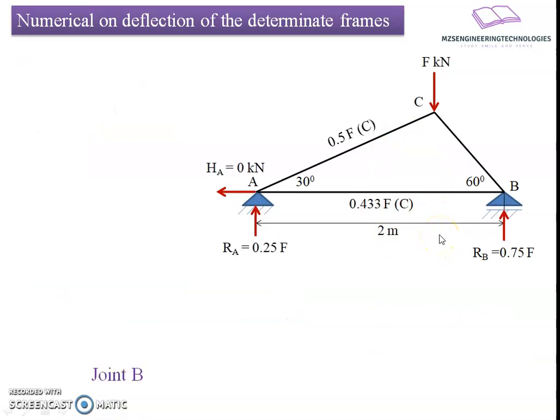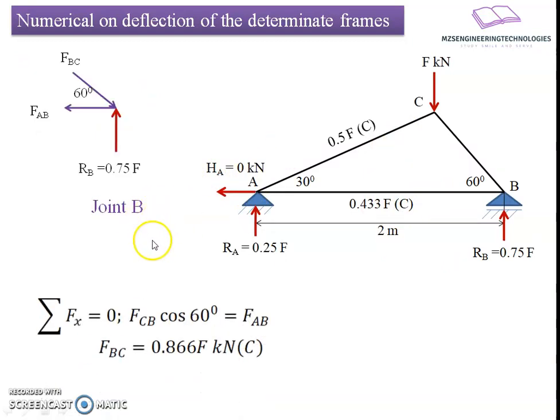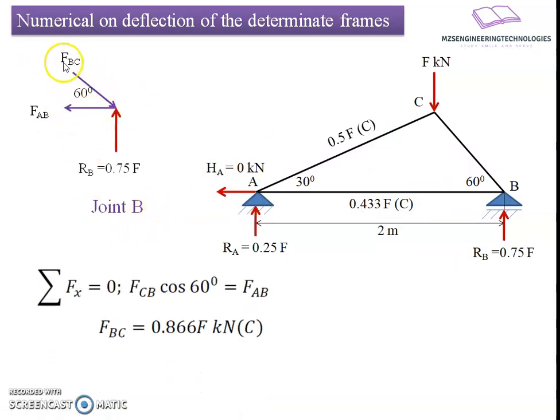Let's go towards the next joint now. The next joint considered is joint B. At joint B, there are two member forces and one reactive force RB. The three forces in the free body diagram are FBC, FAB, and RB. The sign convention is considered in such a way that they balance the equilibrium here.